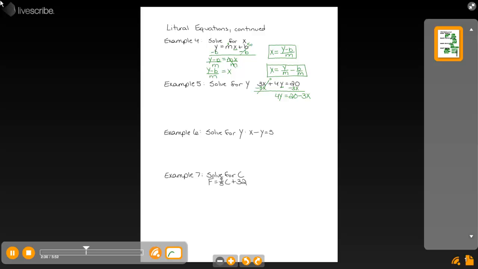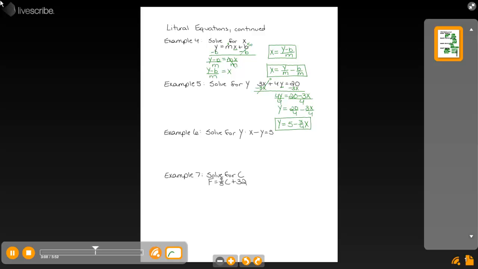So we're still solving for y here, so we need to divide both sides by 4. Divide the entire right-hand side by 4. So we have y equals, and rather than recopying this, I'm going to go ahead and split it up. We have 20 over 4 minus 3x over 4. Simplifying, we have 20 over 4 gives us 5 minus 3/4 x.